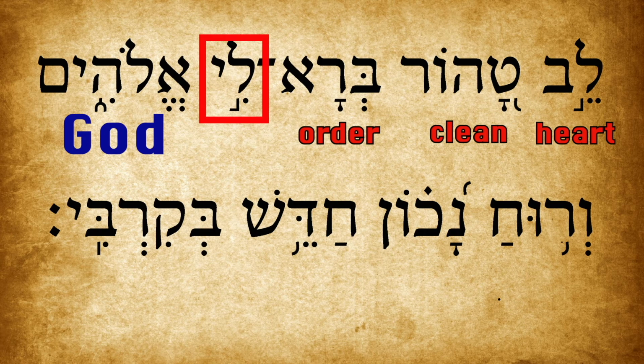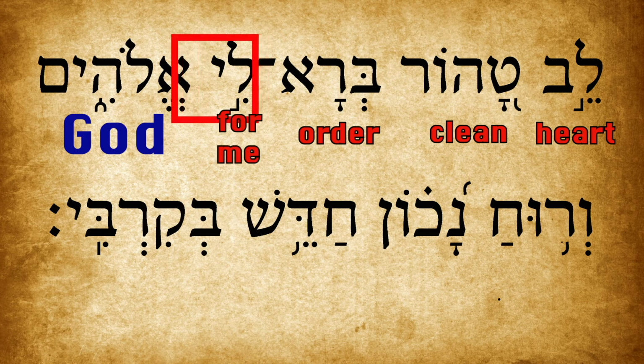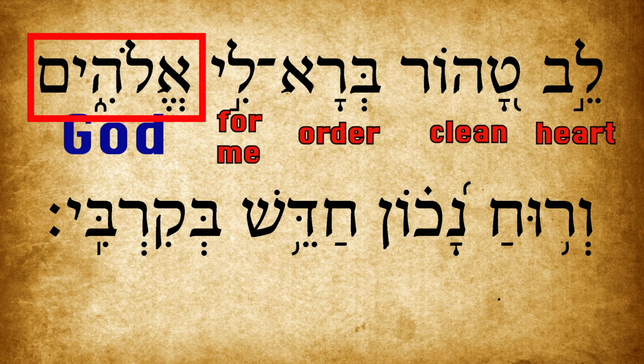And this next word, li, is the preposition to or for, plus the first person personal pronoun, me or I. So this is for me. And then we have our subject, Elohim. Now the second phrase, since it's a synonymous parallelism, we're going to expect a lot of the same elements and in very close meanings to the words in the first phrase.